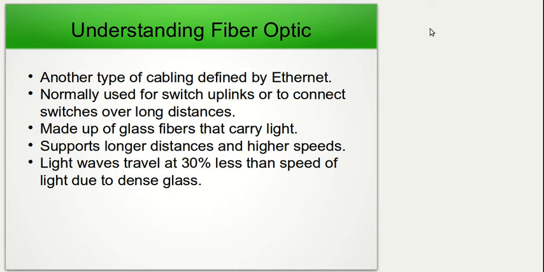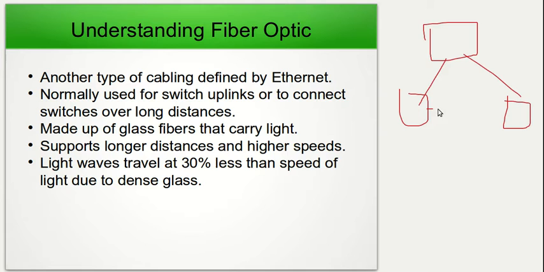So a local area network just doesn't consist of one switch. It consists of multiple switches connected together, and we use fiber optic cable to connect these switches. Normally it's used to connect switches that are far away from each other, so let's say hundreds of meters or even kilometers away from each other.